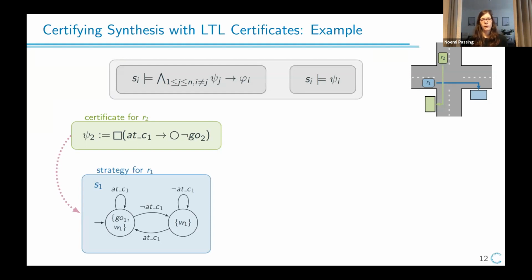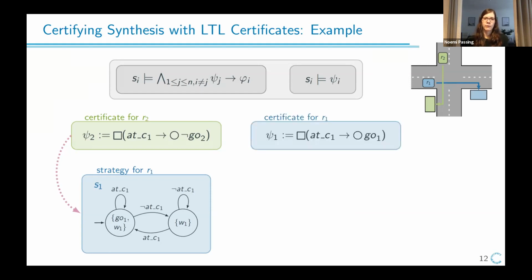And note here that the certificate does not contain the warning signal at all. This is due to the fact that the warning signal is not relevant for the interaction of our robots, because they only interact and may have conflicts if they are at the crossing. The warning signal is completely irrelevant for this, and therefore it does not need to occur in our certificate.